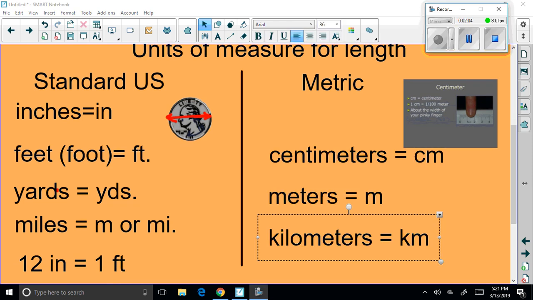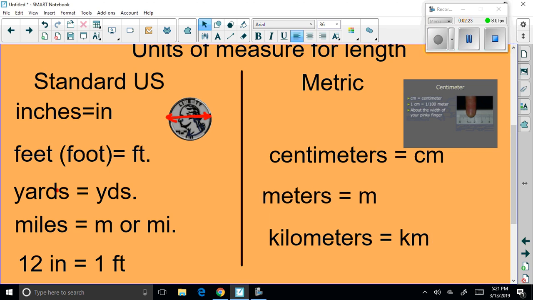Then we have our metric measures of units of measure. So first we start with the smallest, which are centimeters. Centimeters is about the width of a pinky fingernail. And so when we look at that, a centimeter means 1/100th of an entire meter. Whereas a meter is about the size of your front doorknob to the floor. That's about how big a meter is.